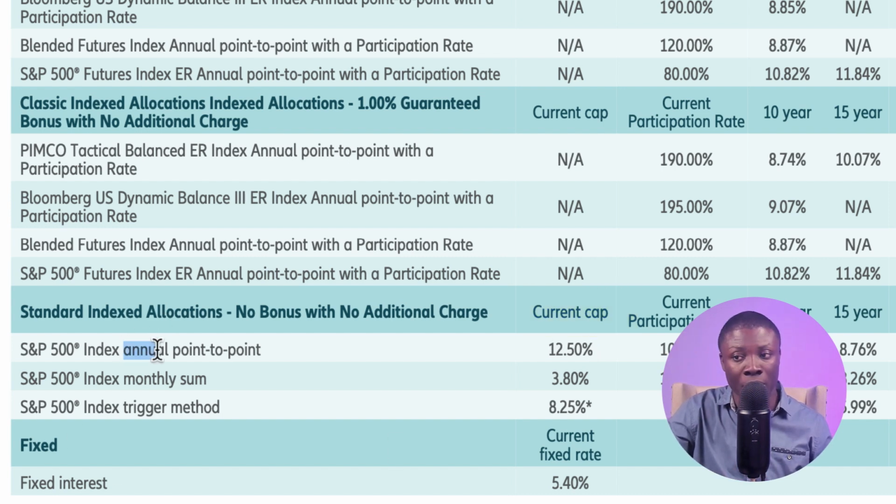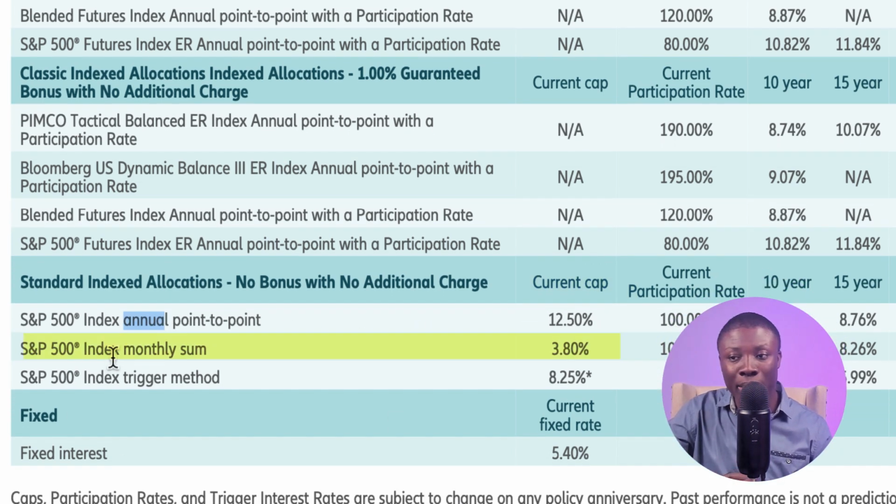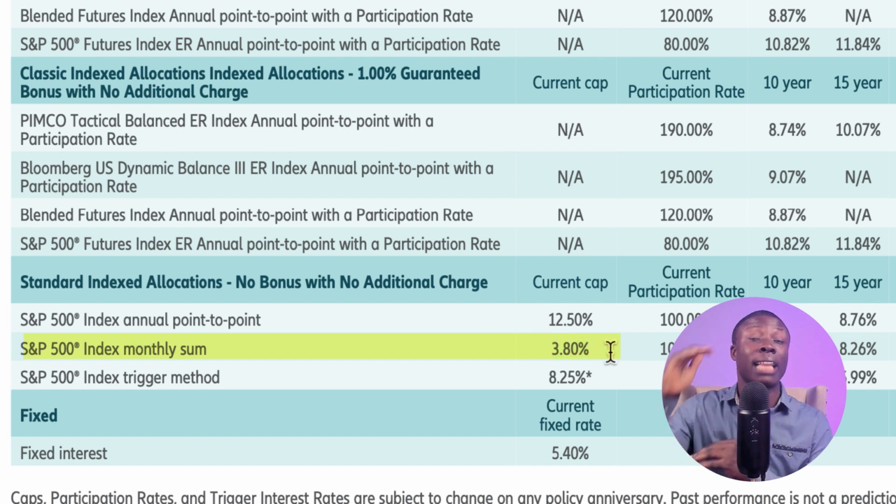So this is annual. Now let's not confuse it with monthly, because this might seem low. Who would choose this? Well, this is setting the cap for each month at 3.8%.